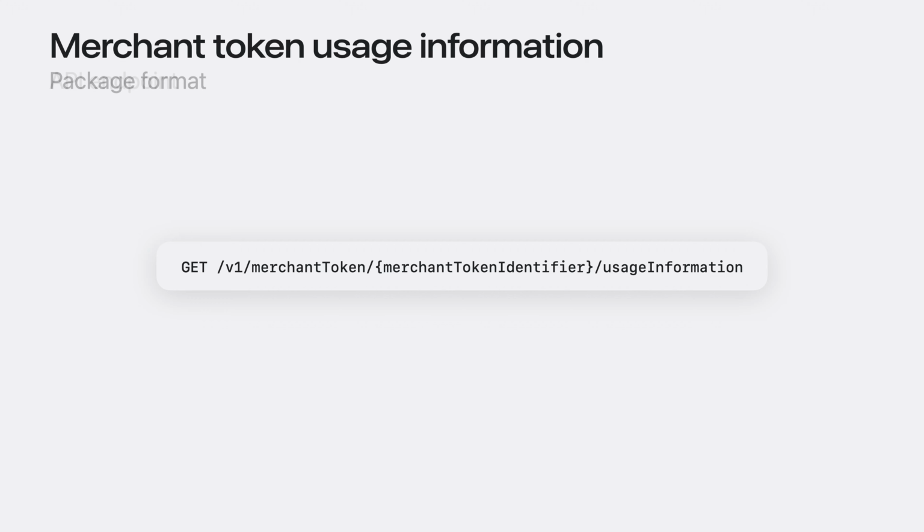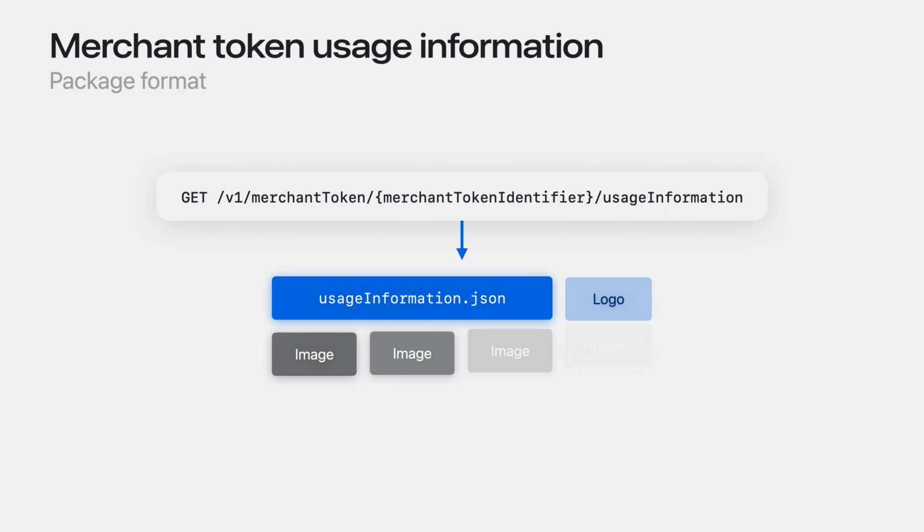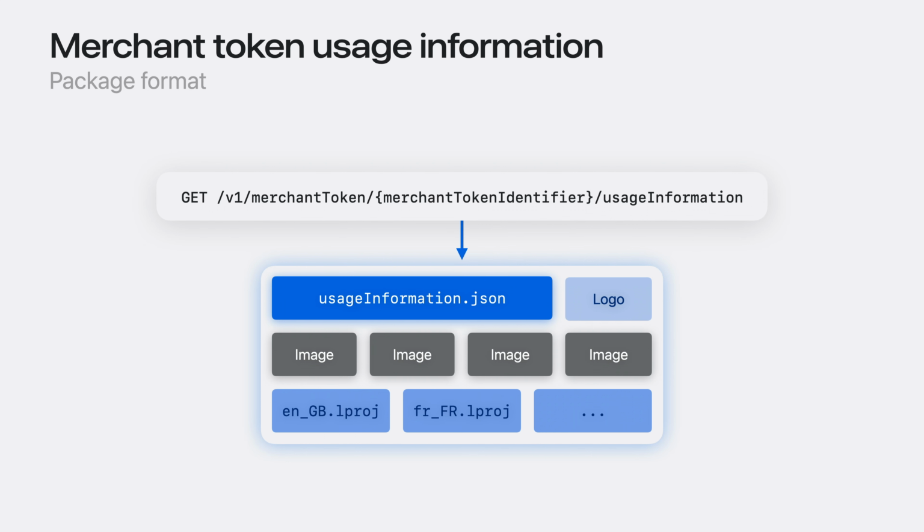Your endpoint will return a merchant token usage information package encrypted using the merchant token public key fetched from the Apple Pay server. The package itself should be a zip file containing a usage information JSON file, a merchant logo, product images, and optional localization information. Be aware that each usage information package has a maximum size of 5 megabytes, so keep in mind the size and compression of your images.